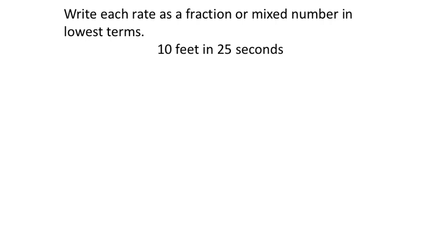So there are two different ways to look at this. I'm going to look at it the most common way, which is just the direct way, meaning it says you have 10 feet in 25 seconds. "In" is the key word to make this a ratio. So as a ratio, which it says it wants written as a fraction, here's my fraction line. I would just make this 10 feet over 25 seconds.